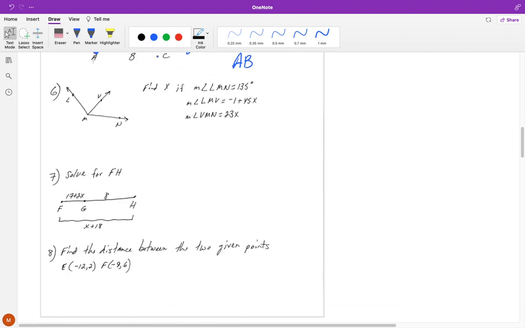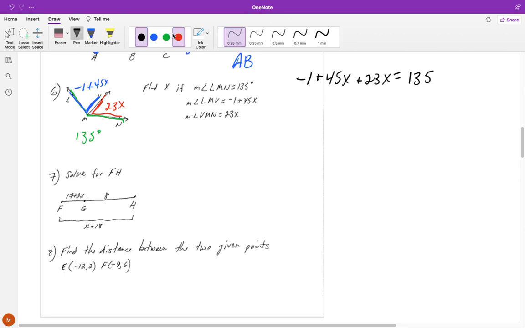Right, so for number 6, define x. If the measure of angle LMN, so LMN, that's the whole thing, is equal to 135 degrees. LMB, that's this angle here, is negative 1 plus 45x. DMN, that's this angle here, is equal to 23x. Well, we know that the two smaller angles will add up to the larger one. So we can just use our angle addition postulate of negative 1 plus 45x plus 23x is equal to, and the whole thing added up to 135. And now we're just going to go ahead and solve.